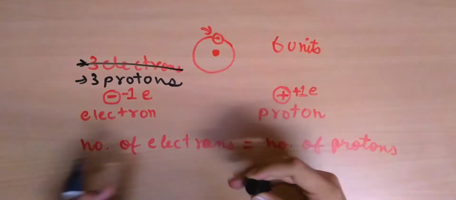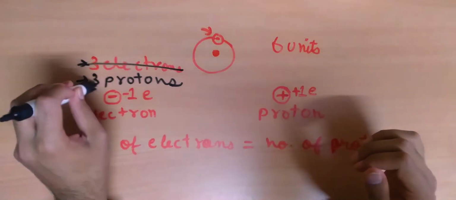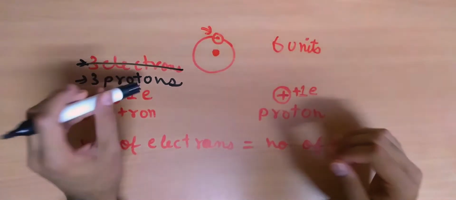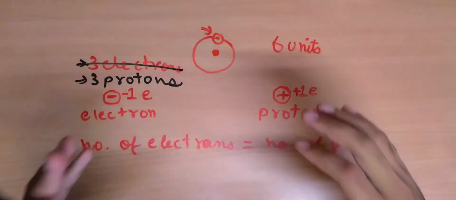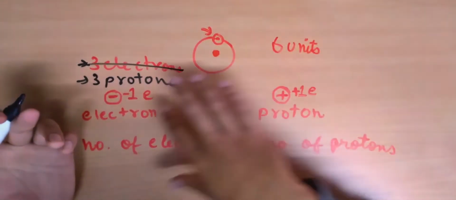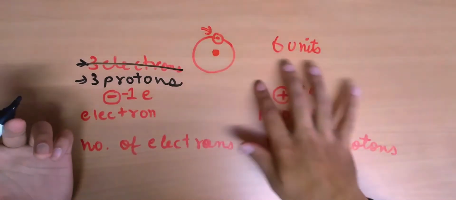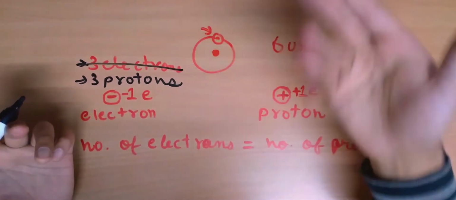Assuming that one proton has 1 unit mass. So what they found out was that the mass of the protons was only half of the total mass of the atom. So where is the rest of the mass coming from? If the protons have a mass of 3 units only, and the whole atom has a mass of 6 units, where is the rest of the 3 units coming from?